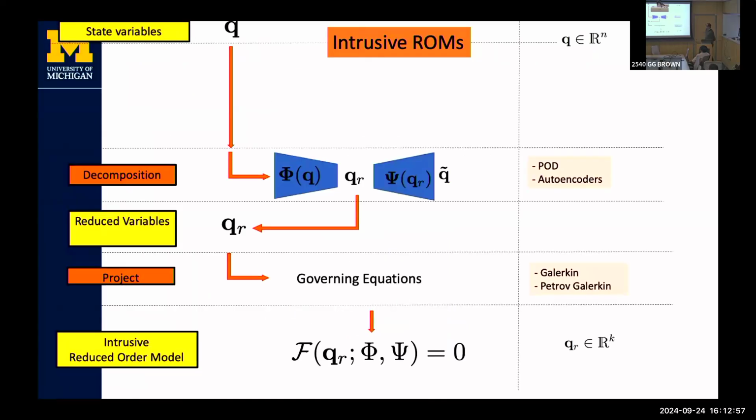So how does this help reduce order models? Again, I just told you, you have this high dimensional state, and you can construct this latent space where you have your reduced state, and then you can take the reduced state and project the Galerkin equations. Okay, so that's what is called an intrusive reduced order model, and I'll show you more details on this.